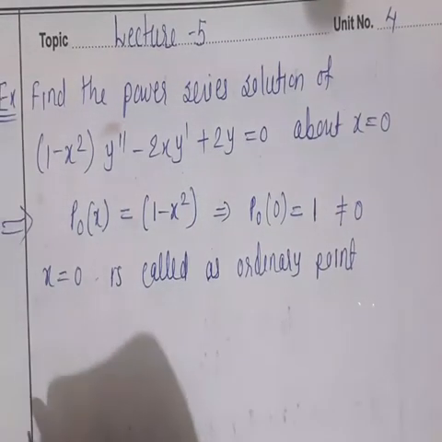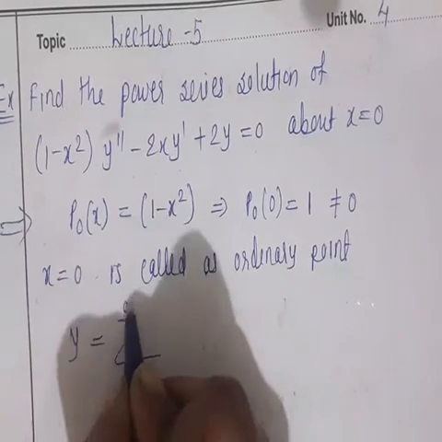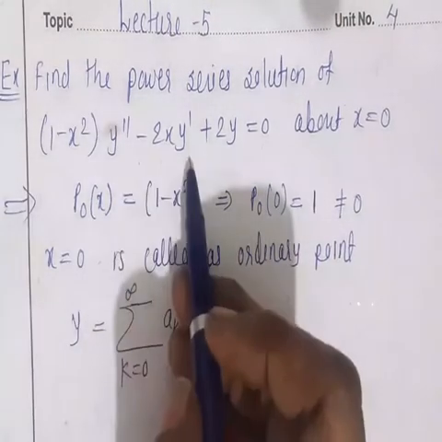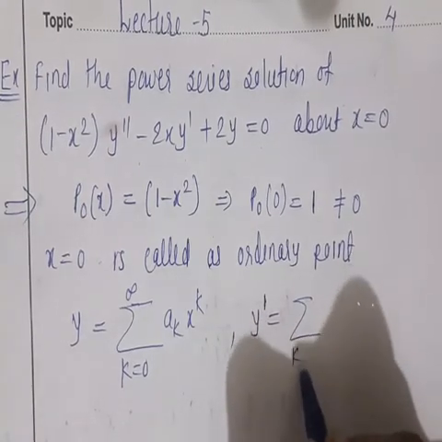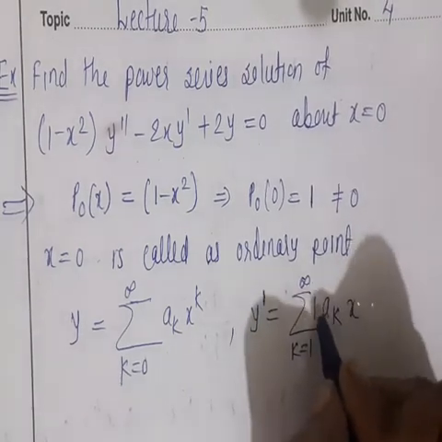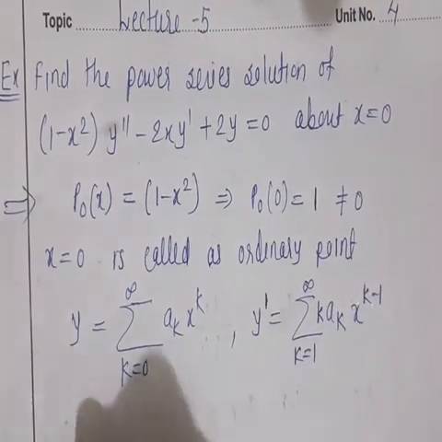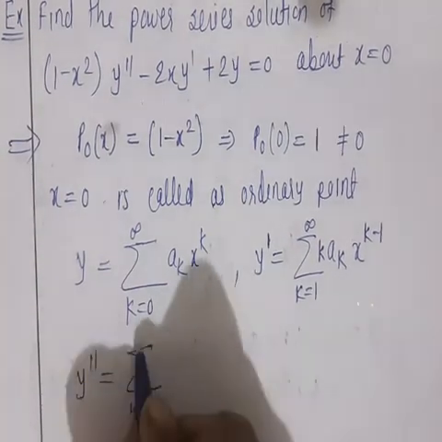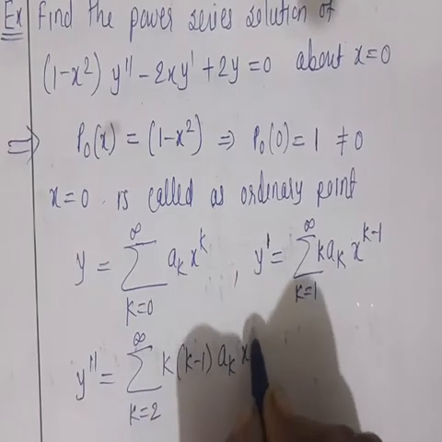So the solution of this differential equation is y = summation k = 0 to infinity a_k x^k. Now to find its solution we want y' as well as y''. So what is its derivative? y' is equal to summation k = 1 to infinity a_k times the derivative of x^k, which is k x^(k-1). Next we want y''. So y'' is equal to summation k = 2 to infinity k(k - 1) a_k x^(k-2).